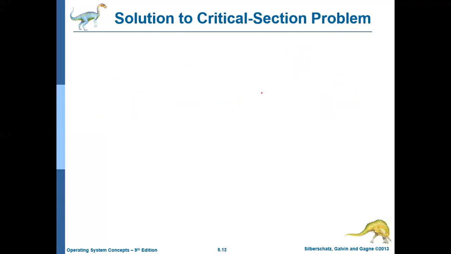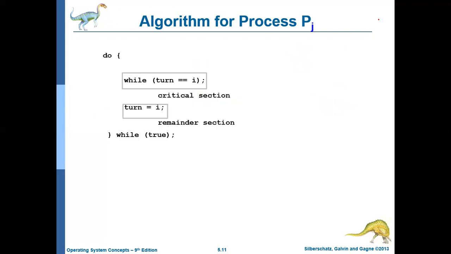Similarly, if you see the algorithm for process Pj, it checks whether currently it is the turn of i or not. So I'm j, and I'm checking whether it is ith turn or not. If it is ith turn, then j will wait. If it is ith turn, then j will wait.